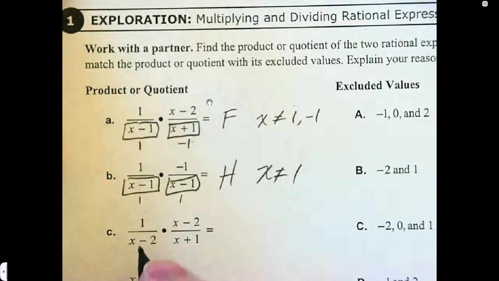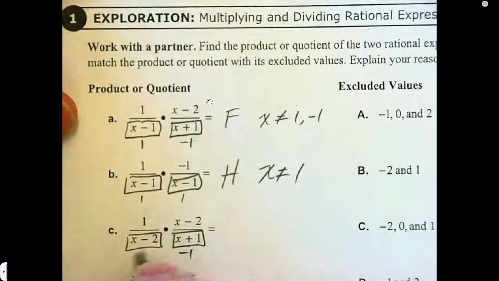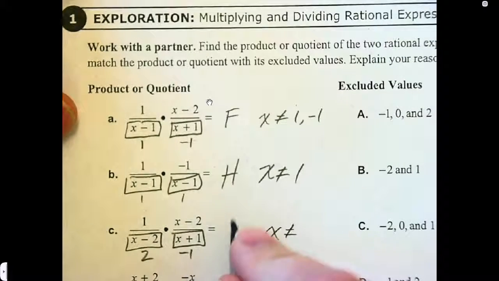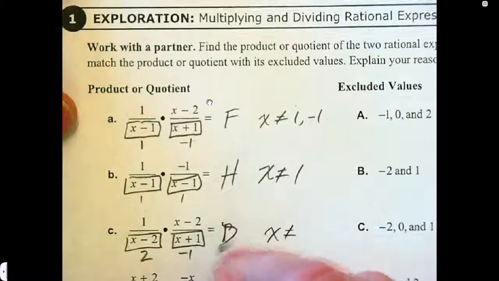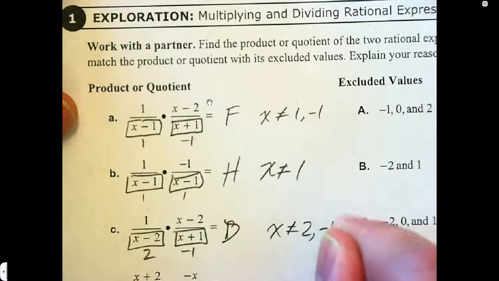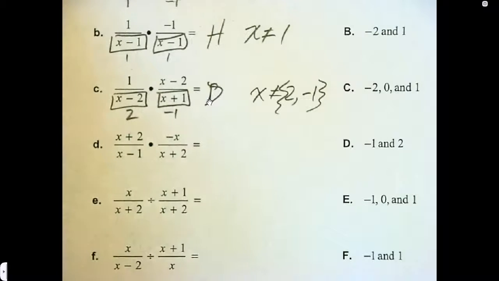Okay, what could X not be, Ethan? -1 or 2. Okay, so what letter is that? B? Oh, D. Okay. Okay, letter D. Letter D, that goes to number 22.